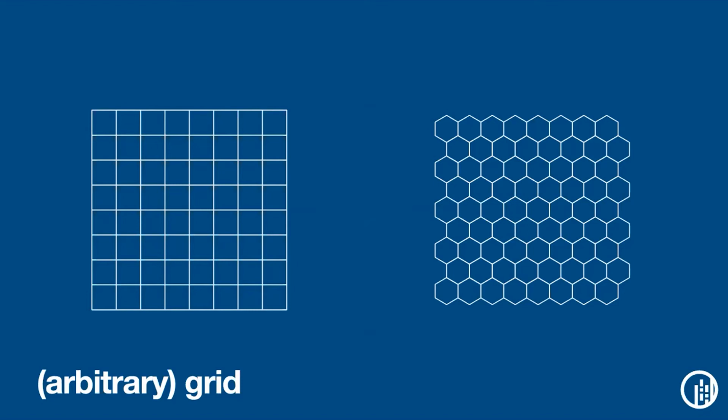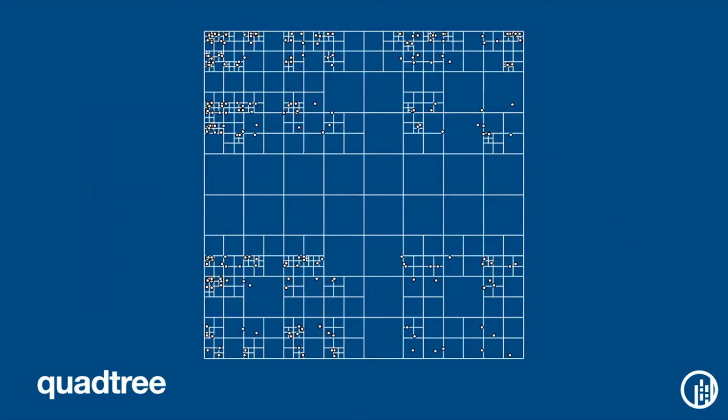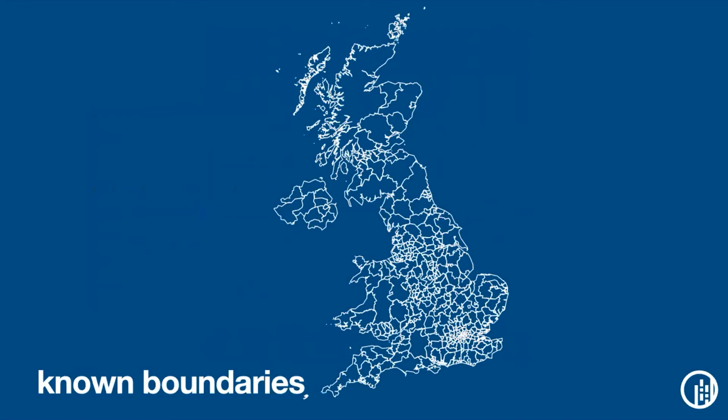But in some cases, you may want to adapt your partitioning to your actual data. So we may have to work with something like a quad tree, where the spatial chunks and spatial units, the size of each chunk, is very different. And in other cases, you may start from known boundaries, like local authorities in the UK. You can see this example.